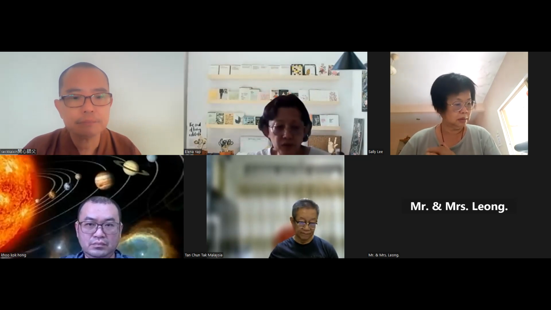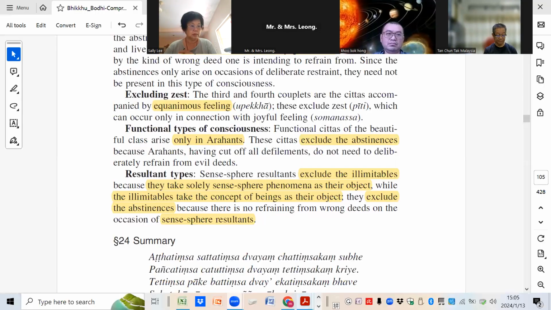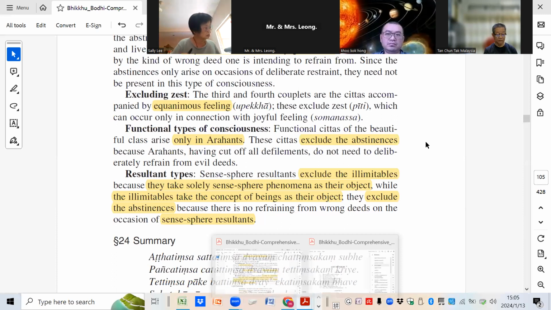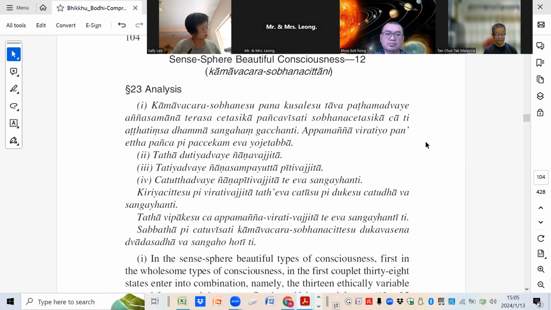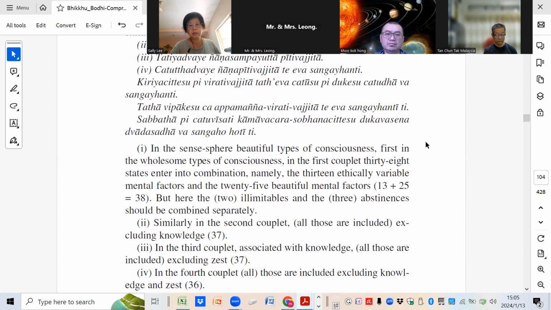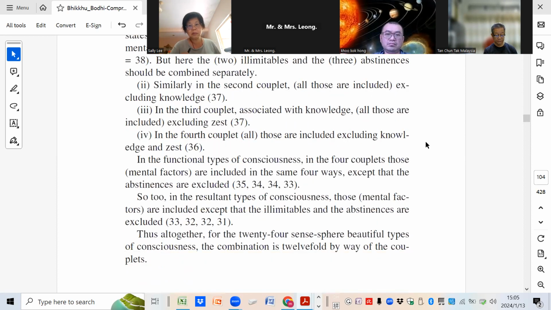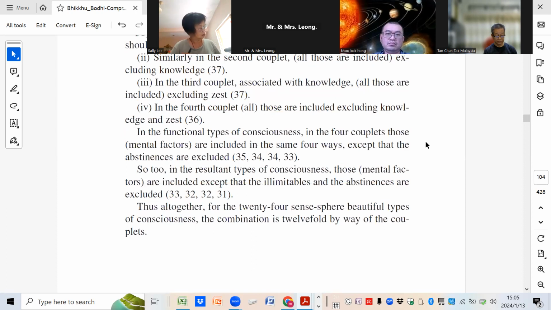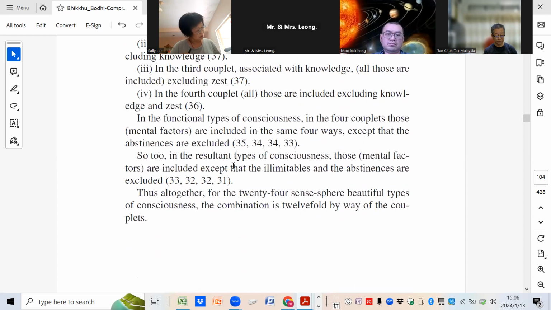Sifu, on page 104, wait, okay, page 104. Go up a bit. Here. Go up. Okay. So what happened is that in the functional, the last two, the third and the last, the numbers of abstinence are included. Why is it 35, 34, 34, 33?